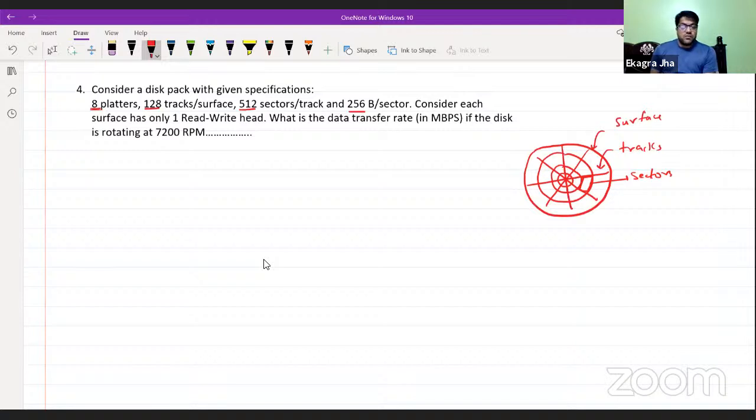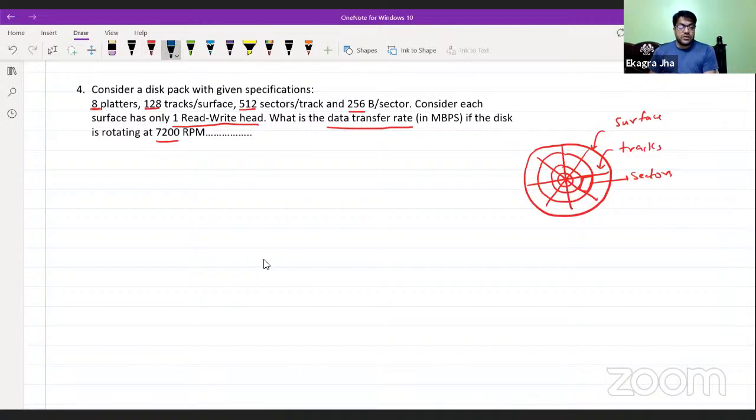Fine. What is given in the question then? Consider each surface has only one read write head. One read write head is given because in one revolution of the disk, you are always going to read one track. That will help you to find out the data transfer rate. That is what the question is asking. What is the data transfer rate in megabytes per second, if the disk is rotating at 7200 rpm?